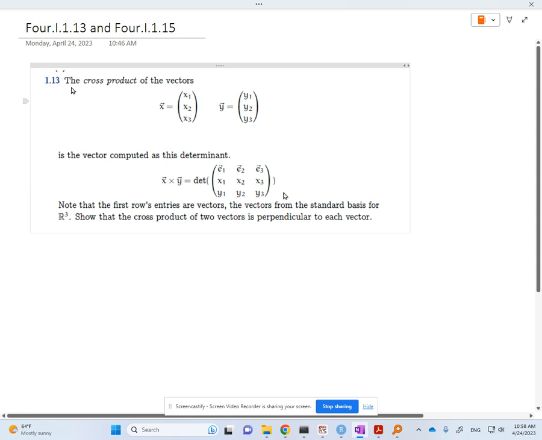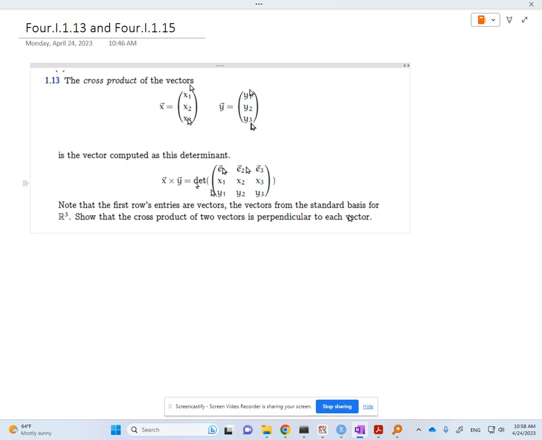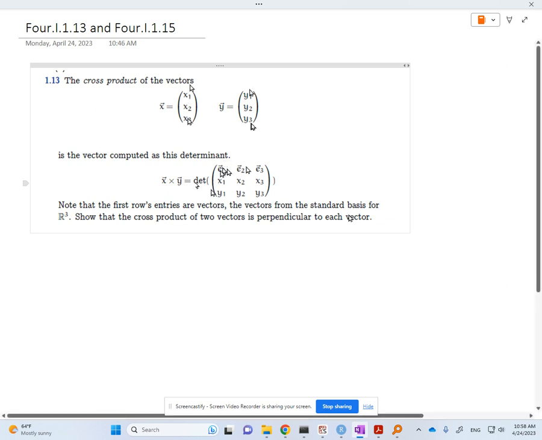Okay, so here's the question. The cross product of the two three-dimensional vectors, x1, x2, x3 and y1, y2, y3, okay, three-component vectors, they define the cross product as a vector, and that vector is computed as a determinant. Now, this looks a little bit strange because you're putting a vector in as a component of a matrix. So this is just a notational way of showing things. I'll explain what this means in a minute.